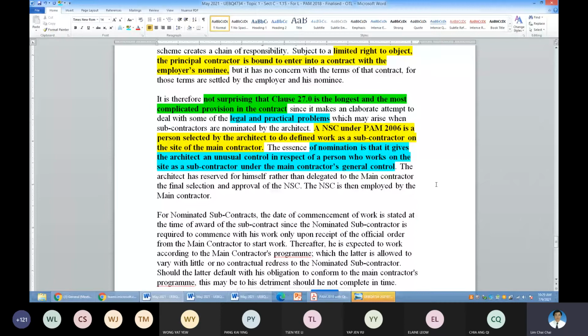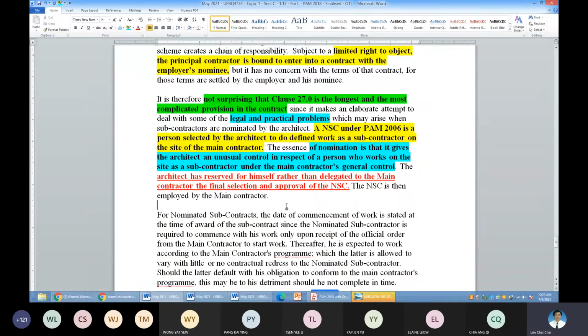So it is the architect who reserves the right to select and pack it to the main contractor. This is a very unfair system. It is not for the main contractor to select, it's for the employer and the architect to select, and then you get a chance to object, which is on very limited ground. Once the objection period is over, you are forced to take in that nominated subcontractor.